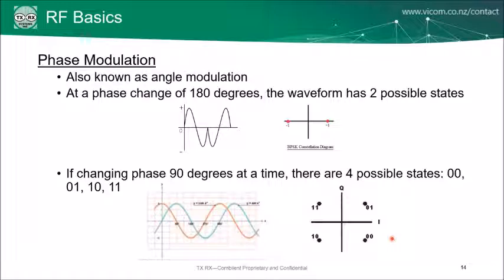The third modulation type is phase modulation, or angle modulation. And when the phase changes 180 degrees, you have two possible states. If you change the phase 90 degrees, you get four possible states. You can kind of keep shifting this phase to get more or fewer states available to you.